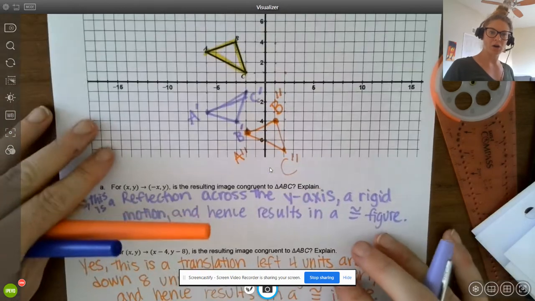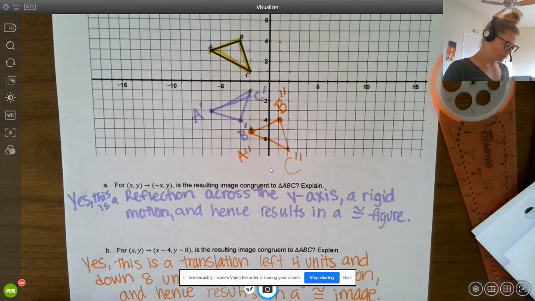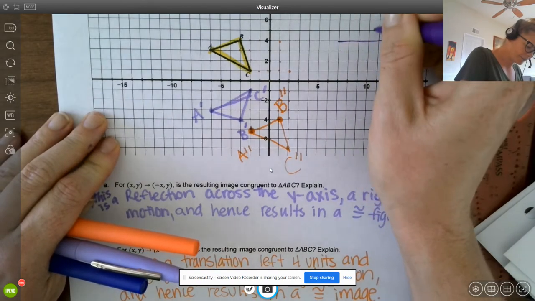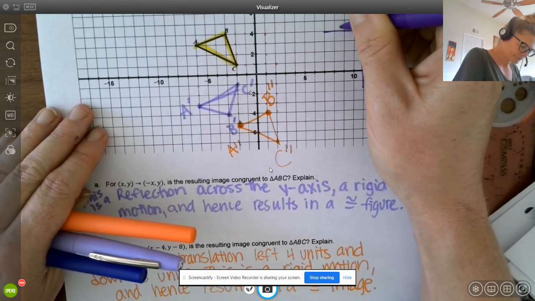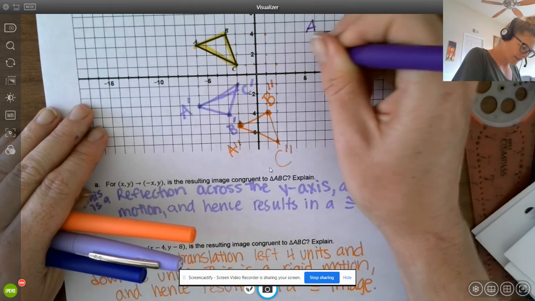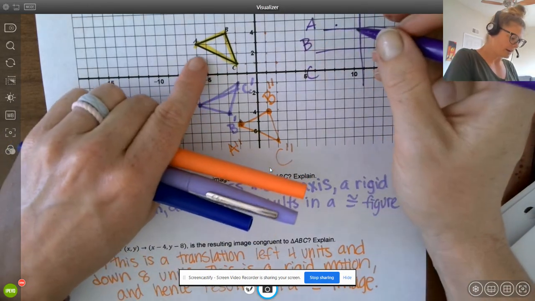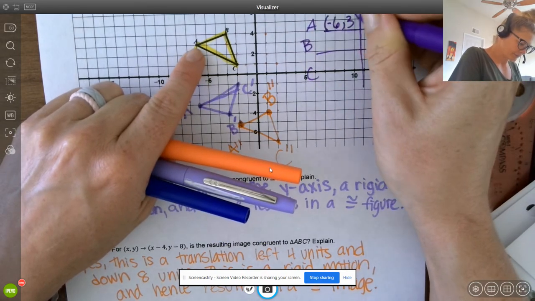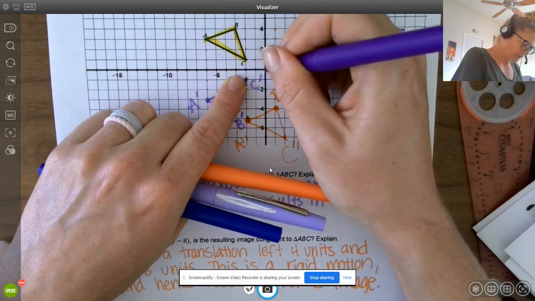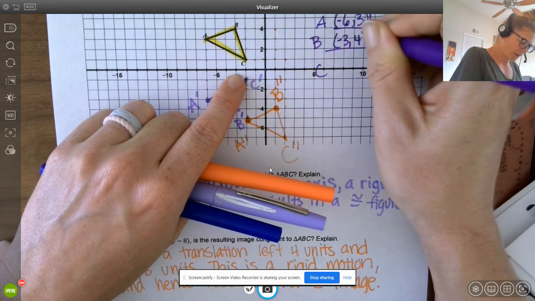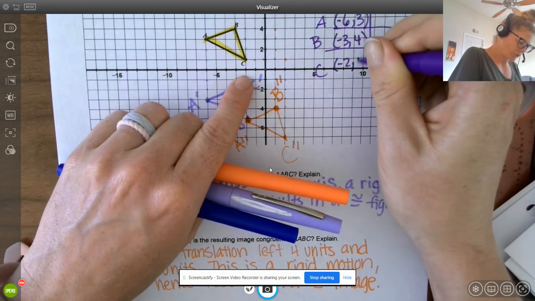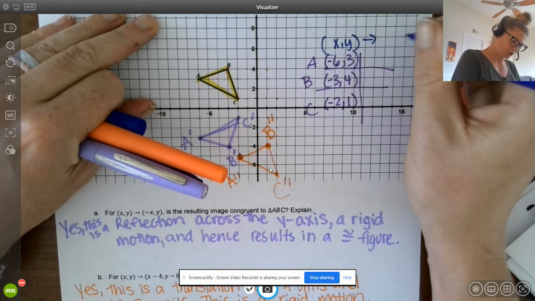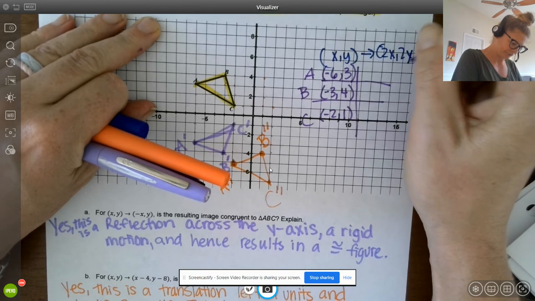Okay. And then we had our last one, which xy went to 2x comma 2y. Well, maybe for this one you wanted to make a little bit of a table. So if we looked at A, B, and C, A is at -6, 3. B is at -3, 4, and C is at -2, 1. And notice what we're going to, so this is our xy, and we're going to 2x comma 2y.